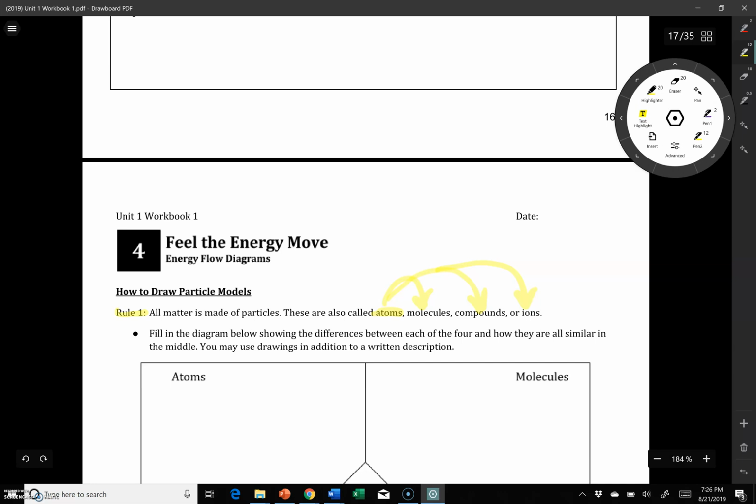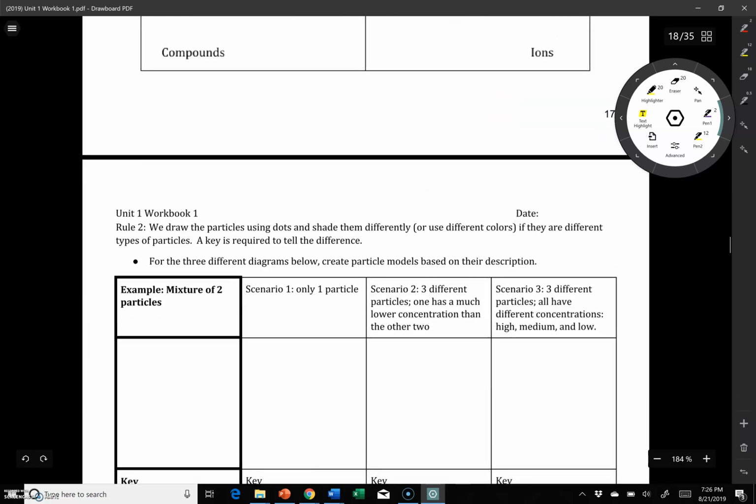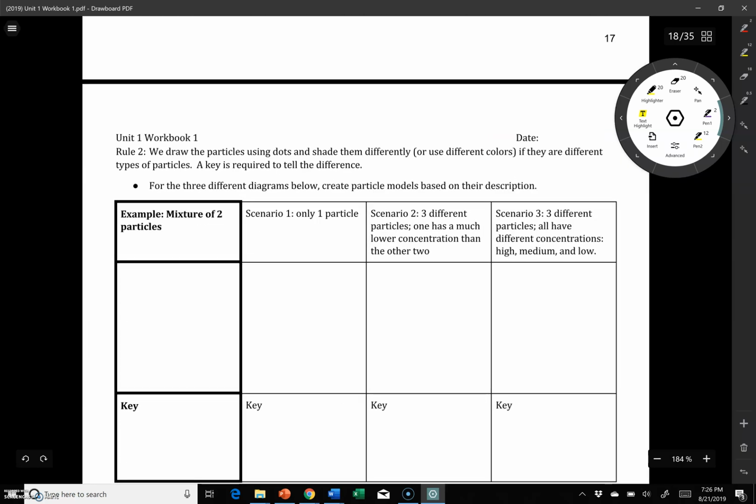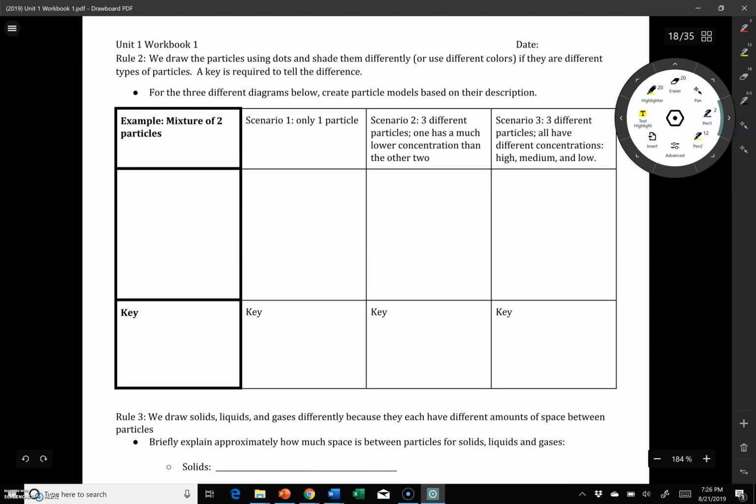So now we're going to look at Rule 2, which states we draw particles using dots and shade them differently or use different colors if they are different types of particles. A key is required to tell the difference. So for all of these, you will always include a key. Okay, so we're going to go through an example together, and then you will pause the video and work out the other 3, and then you will play the video and see the answers afterwards.